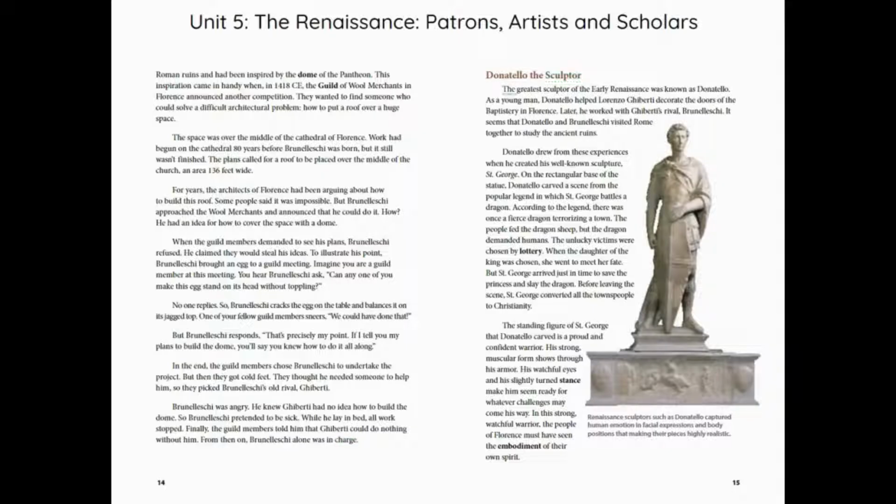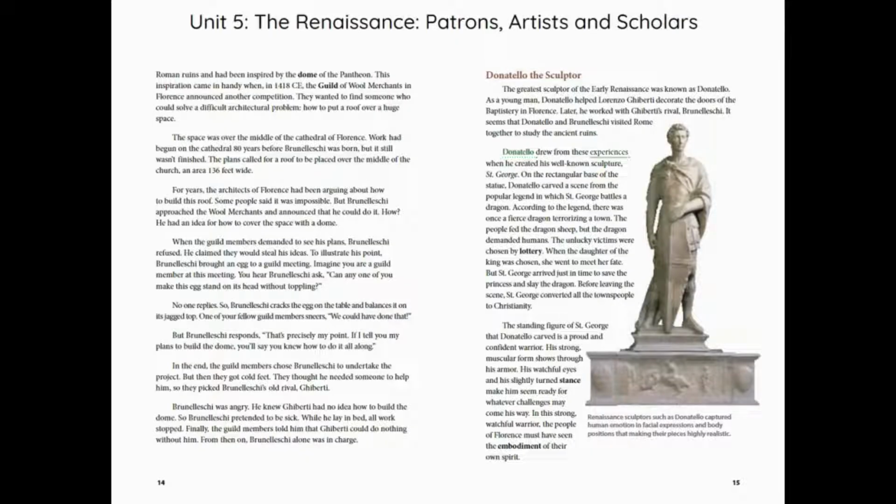Donatello the sculptor. The greatest sculptor of the early Renaissance was known as Donatello. As a young man, Donatello helped Lorenzo Ghiberti decorate the doors of the baptistry in Florence. Later, he worked with Ghiberti's rival, Brunelleschi. It seems that Donatello and Brunelleschi visited Rome together to study the ancient ruins.